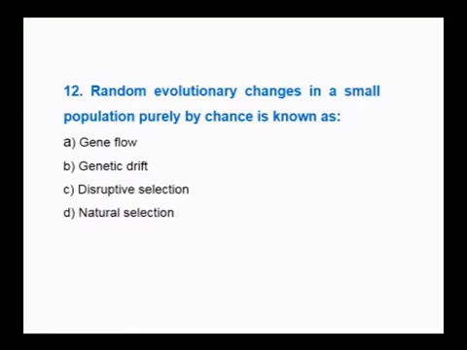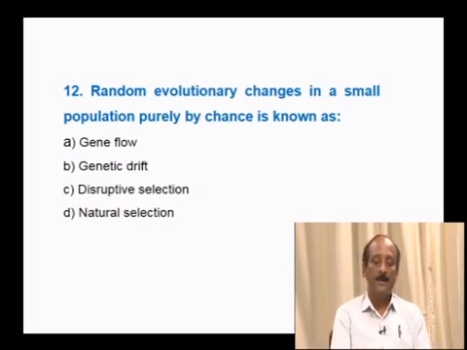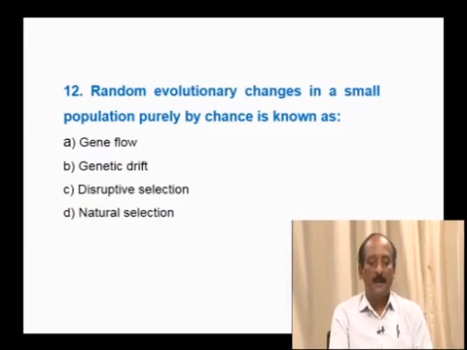Question number 12. Random evolutionary changes in a small population purely by chance is known as option A, gene flow, option B, genetic drift, option C, disruptive selection, option D, natural selection. Here, the change in gene frequency purely by chance is called genetic drift. It leads to alteration in the gene frequency that results in the formation of new individuals, and it is one of the factors which affects the Hardy-Weinberg principle. And the correct answer for this question is genetic drift.